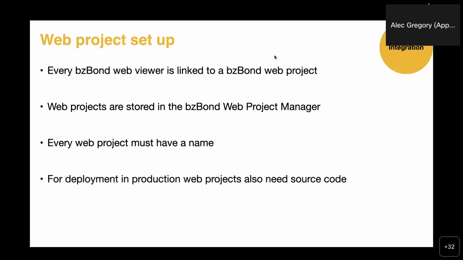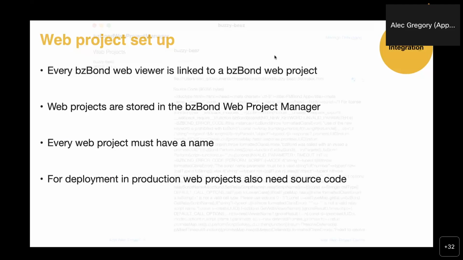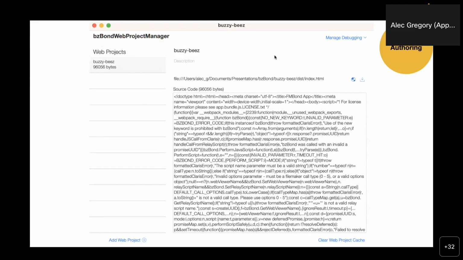If you want to deploy your integration in production, which 99% of the time you do, you'll also need some source code for the integration. So this is an example of the web project manager entry for the bzB app that we saw at the beginning. The name and source code are both populated, so it's ready for production.